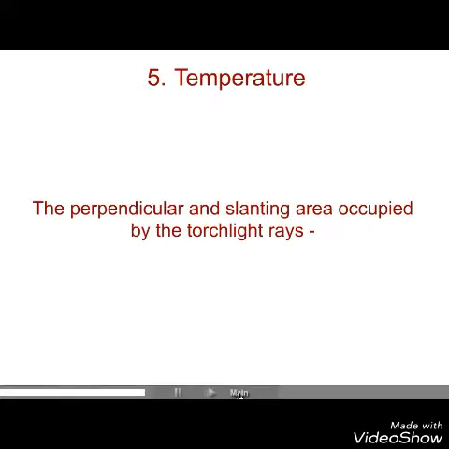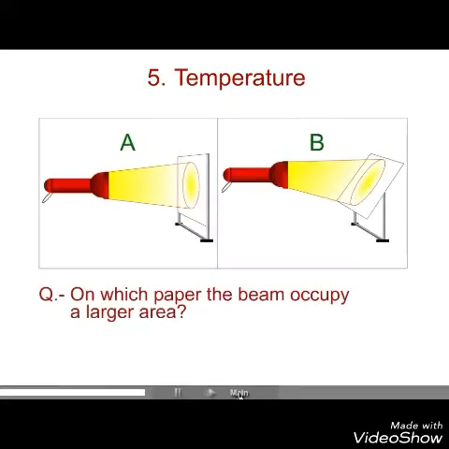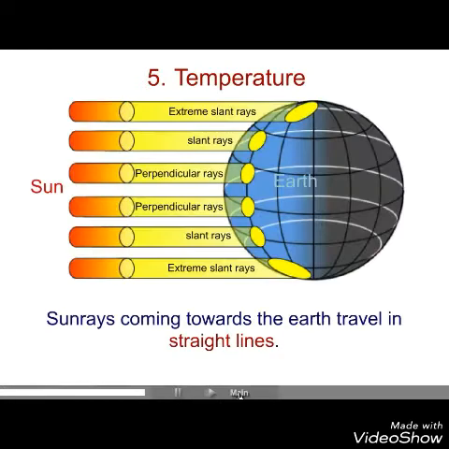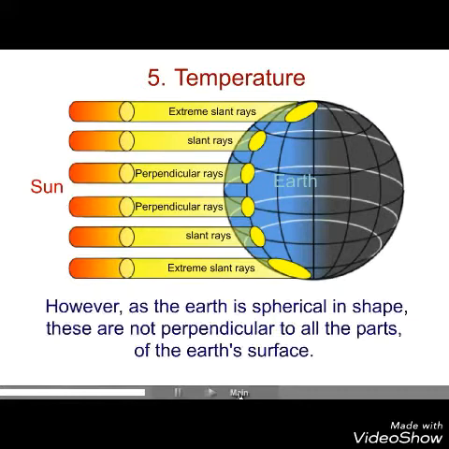Perpendicular and slanting areas occupied by the torchlight rays. Question: On which paper does the beam occupy a larger area? Answer: On paper B. Question: On which paper is the area smaller? Answer: On paper A. Sun rays coming towards the earth travel in straight lines.